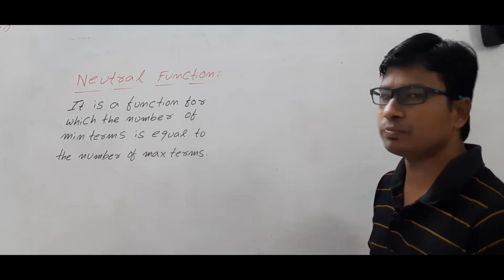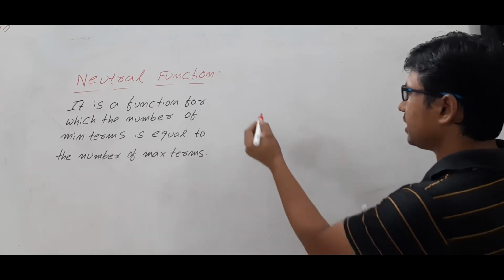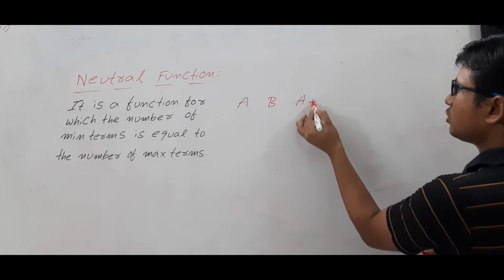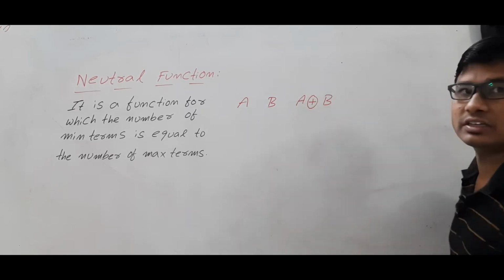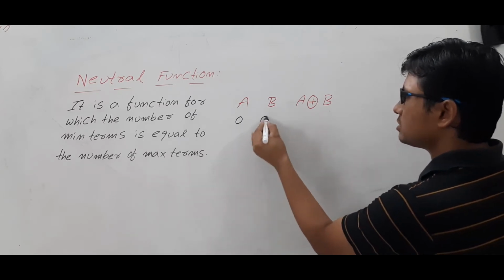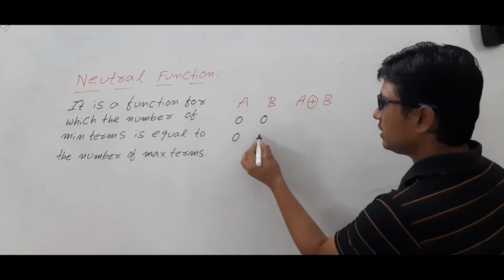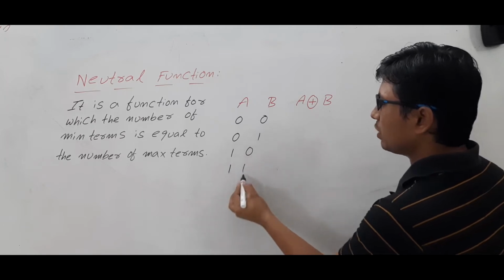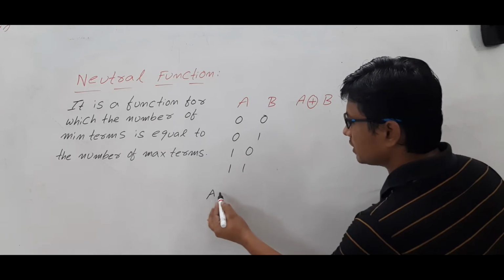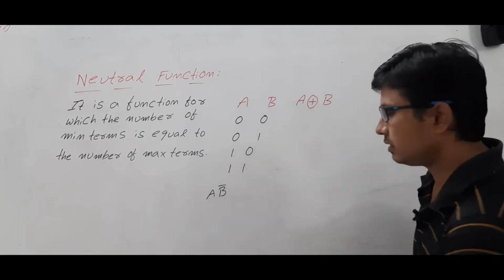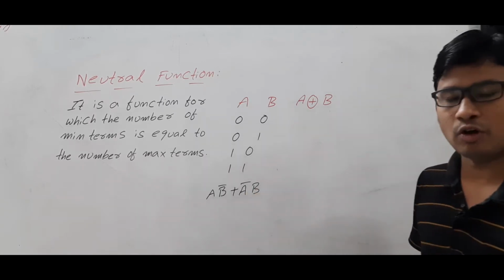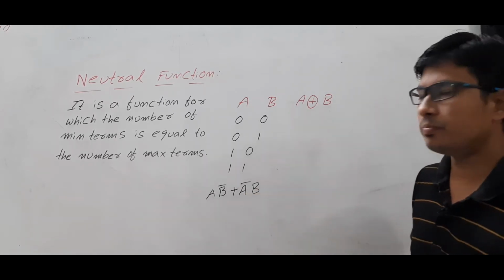Let me give an example for it. Let's take that I have A, B, and A exclusive OR B. This is my function. Now for the A and B values, I can take 0 0, 0 1, 1 0, 1 1. Can you tell me what the exclusive OR is? Exclusive OR is nothing but A B bar or A bar B, meaning A and B's complement, or A's complement and B.